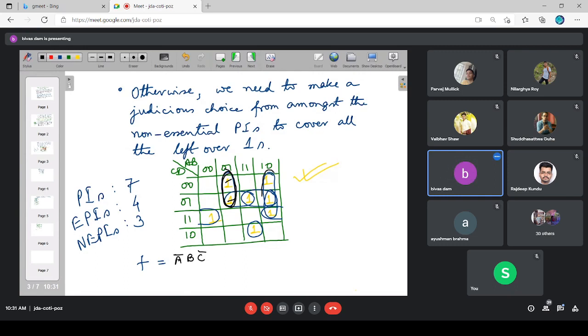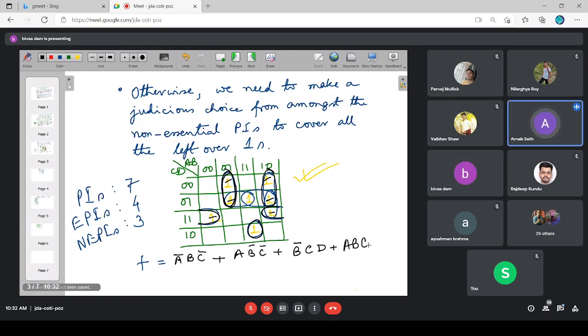Next, I will go for this particular essential PI. What will be the corresponding product term? That is nothing but A, B bar, C bar. I have crossed these two. Then I'll go for this essential PI. What will be the product term? B bar, C, D. So these two are covered. Then I have to go for this essential PI. What will be that product term? A, B, C D bar.